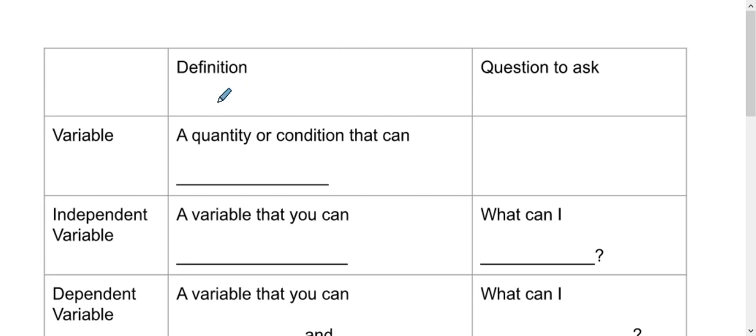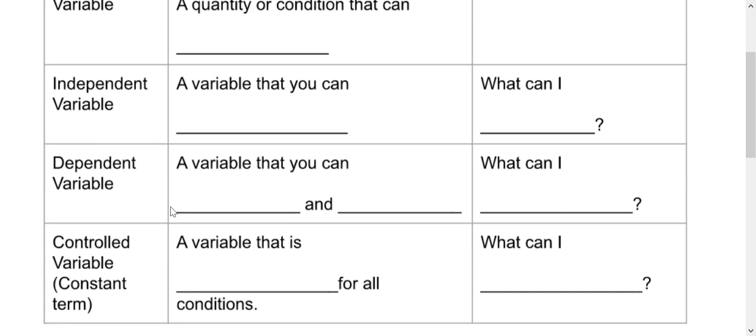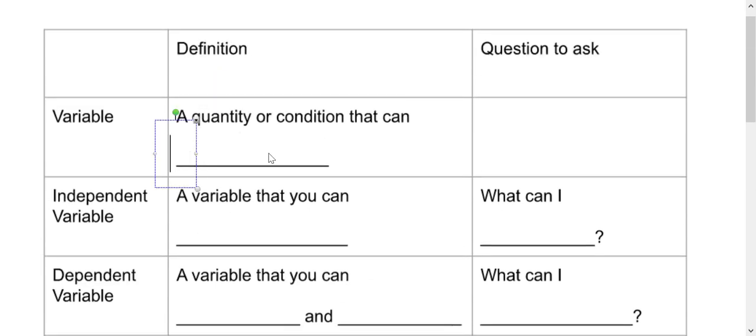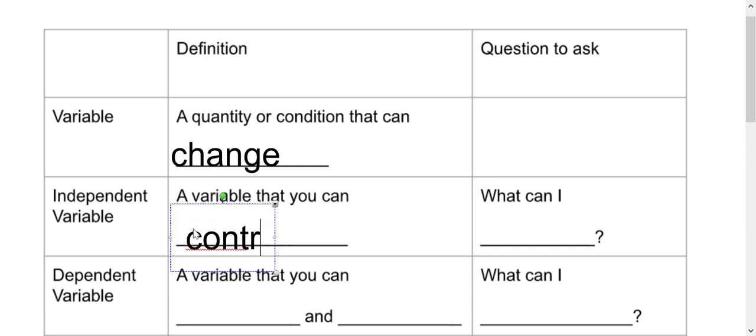So today we're going to talk about different aspects of algebra, which is the variable, the independent variable, and the control variable. So mainly a variable. A variable is a quantity that can change. So if it can change, that's a variable. An independent variable is one that you can control.